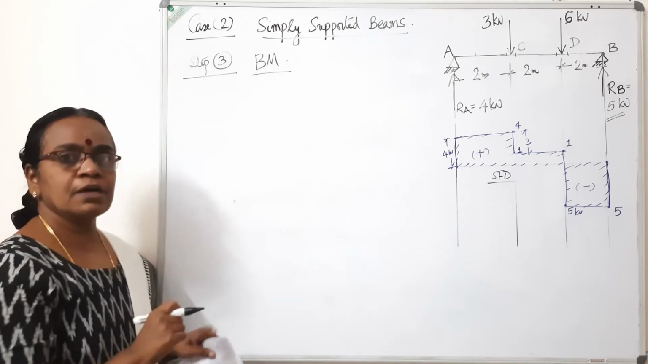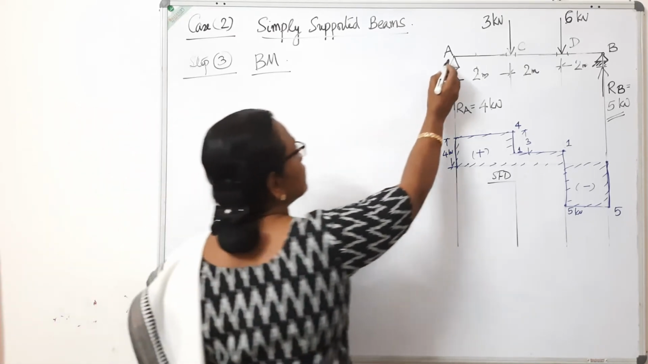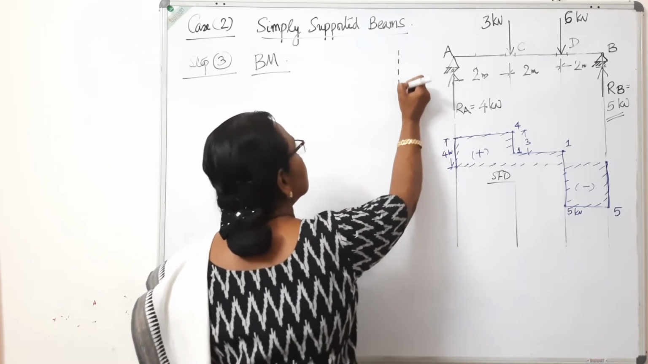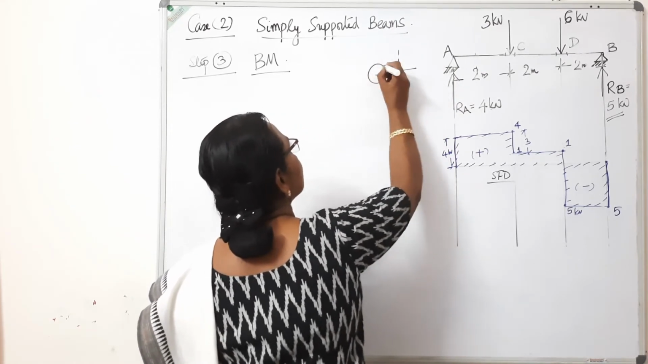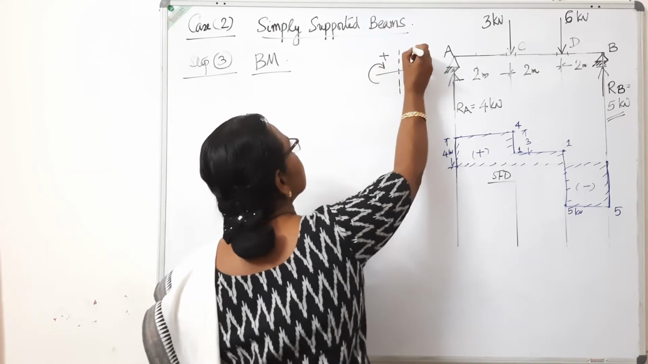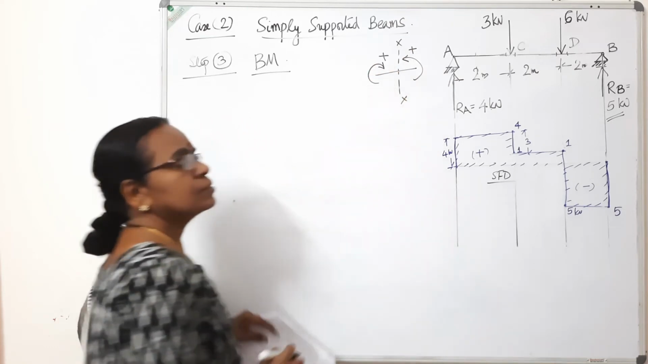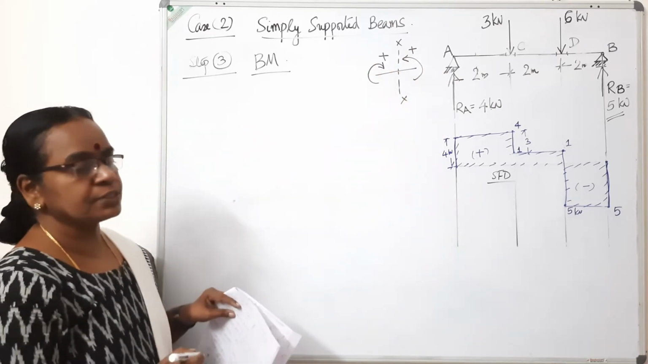Next step is computation of bending moment. So bending moment will start from this left end itself. The sign convention is left of section clockwise positive. This is positive. If you consider a section, left of the section clockwise positive, or sagging positive.